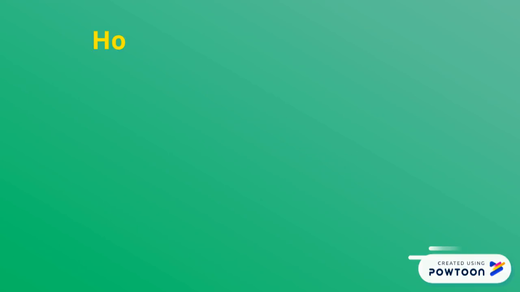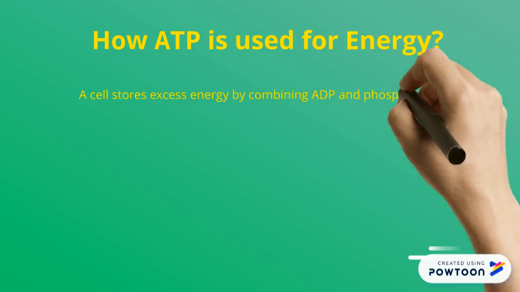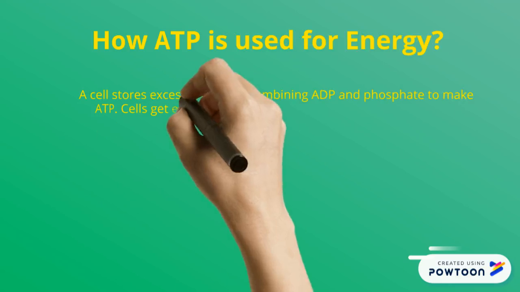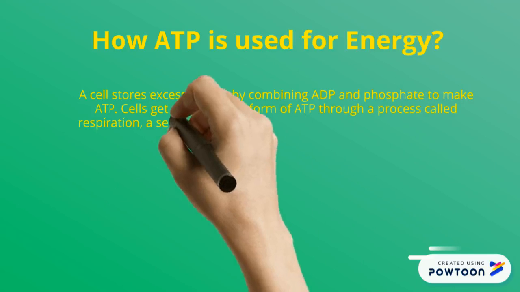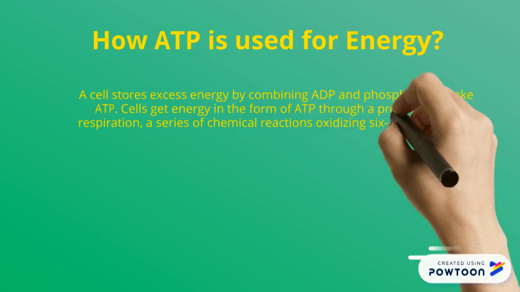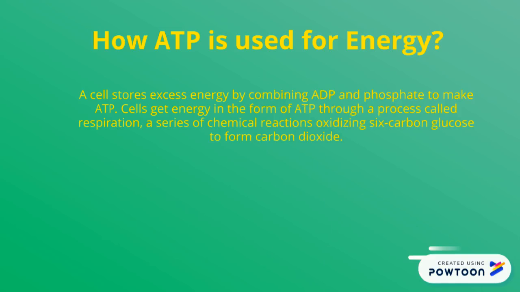How ATP is used for energy. A cell stores excess energy by combining ADP and phosphate to make ATP. Cells get energy in the form of ATP through a process called respiration, a series of chemical reactions oxidizing 6-carbon glucose to form carbon dioxide.